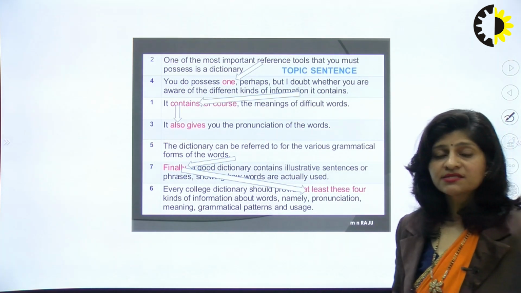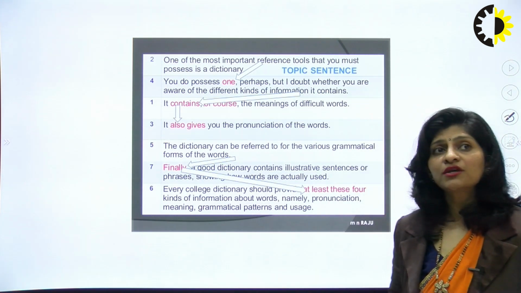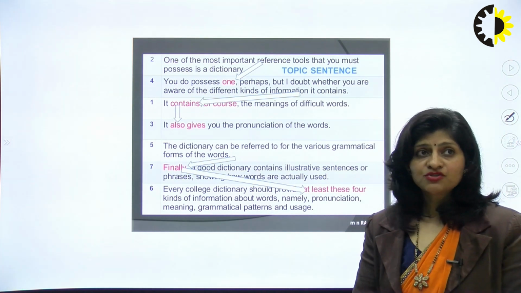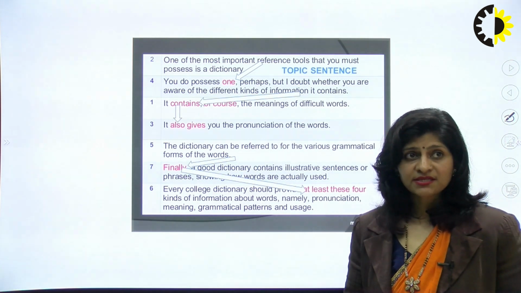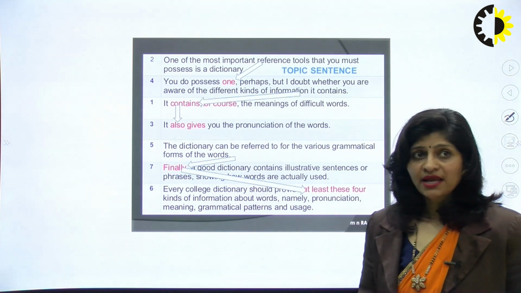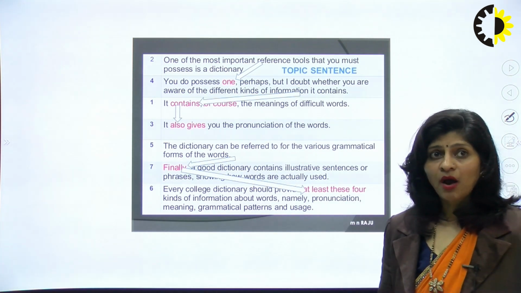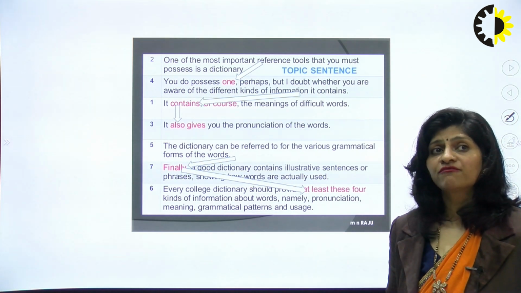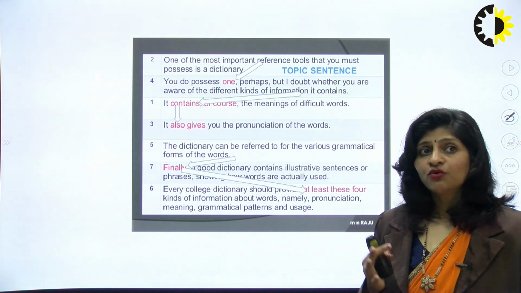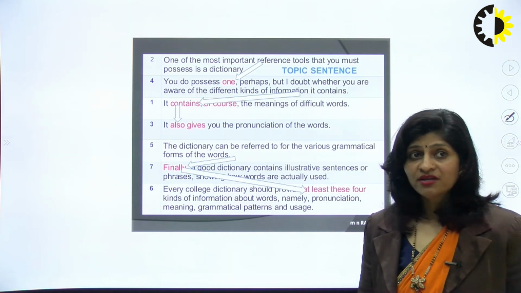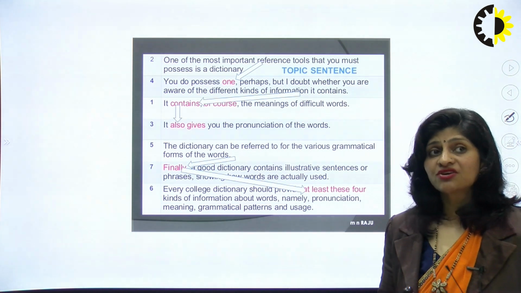So the topic sentence, this is your topic sentence, that one of the most important reference tools that you must possess is a dictionary. Then after that comes the next line. You do possess one, perhaps, but I doubt whether you are aware of different kinds of information it contains. So it means now it is telling that if you have one, then you must know what are the advantages to keep a dictionary with you.